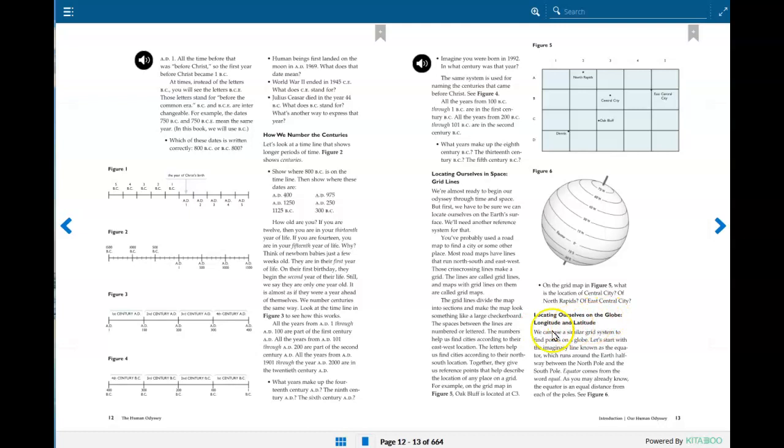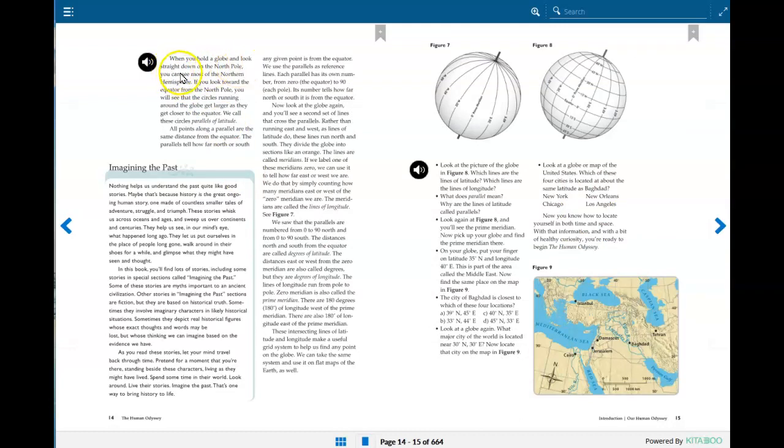Locating ourselves on the globe, longitude and latitude. We can use a similar grid system to find points on a globe. Let's start with the imaginary line known as the equator, which runs around the Earth halfway between the North Pole and the South Pole. So here's the equator, here's the North Pole, here's the South Pole. As you may already know, the equator is an equal distance from each of the poles. See Figure 6. So it's the same distance from the equator to the North Pole as the equator to the South Pole, even though it doesn't look like it in this picture.